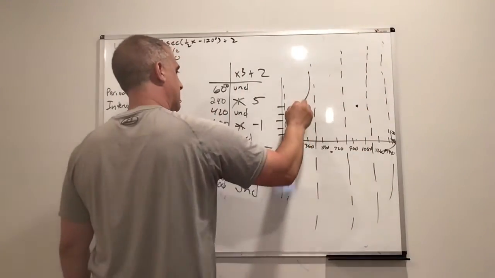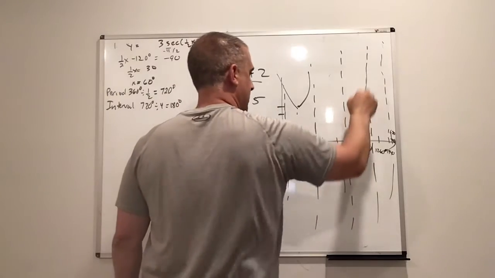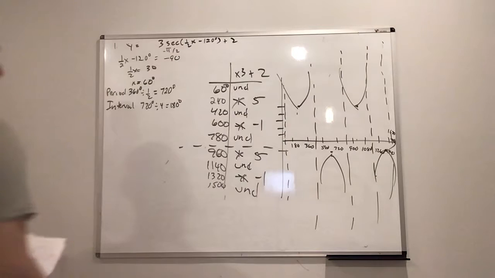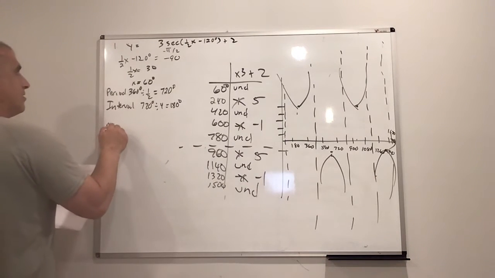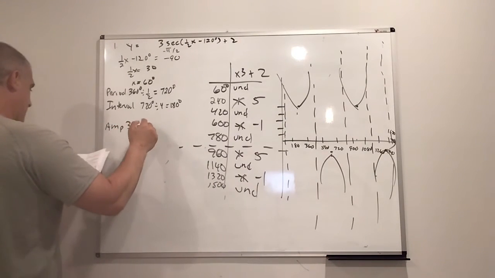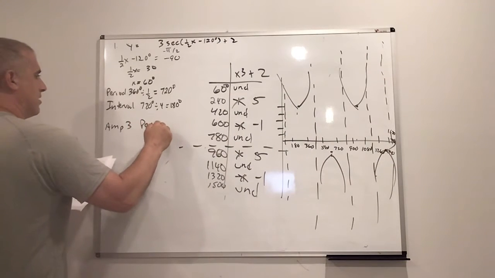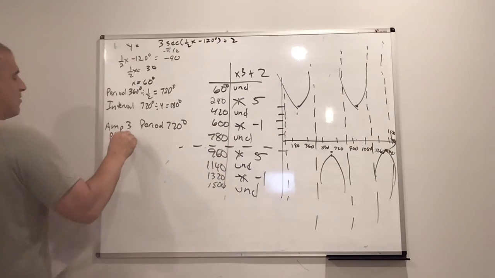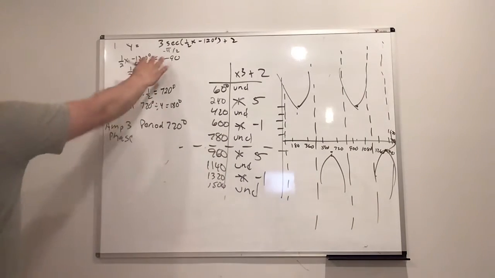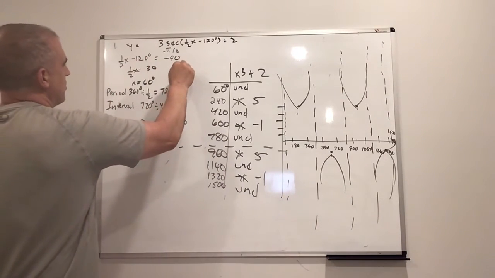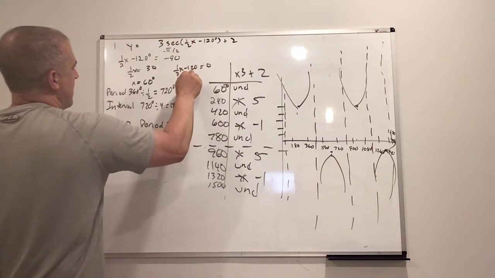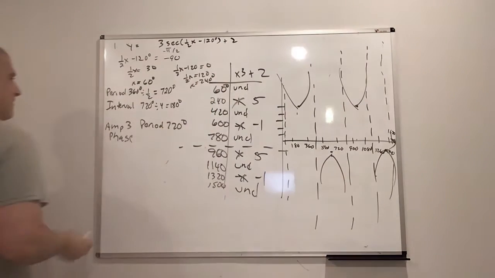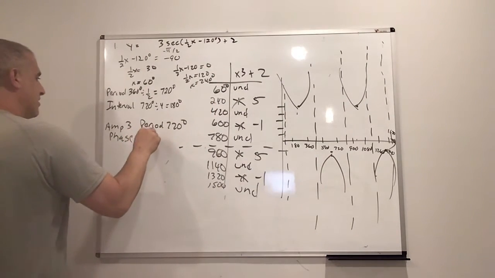So the graph would look like this. Here, here, here, and here. Okay? All right? So let's fill in some of this stuff. Amplitude is 3. The period was 720 degrees. Now, what you have to do with phase shift, because we set it to something different, if I would have set that equal to 0, that would have been 1/2 x equals 120, x would have been 240. That is actually my phase shift, 240 degrees.